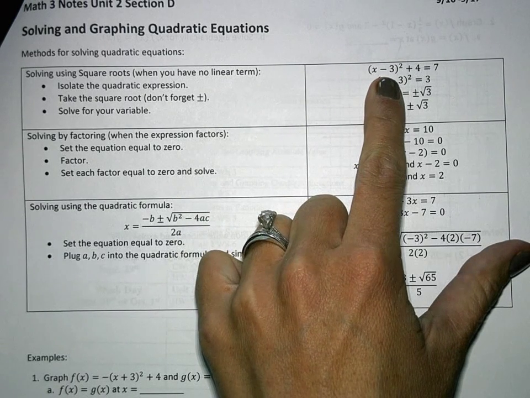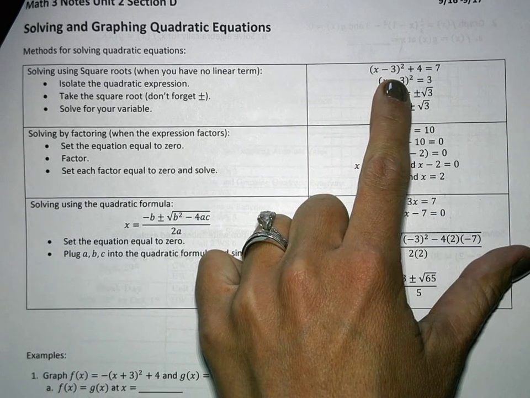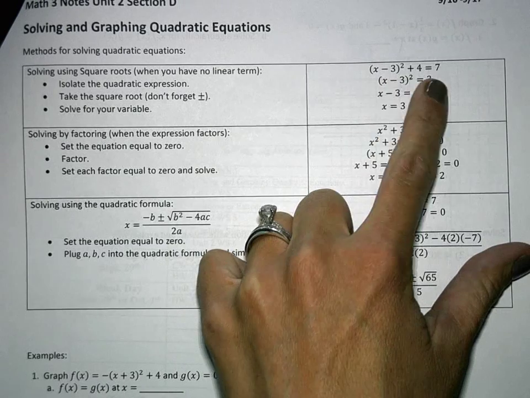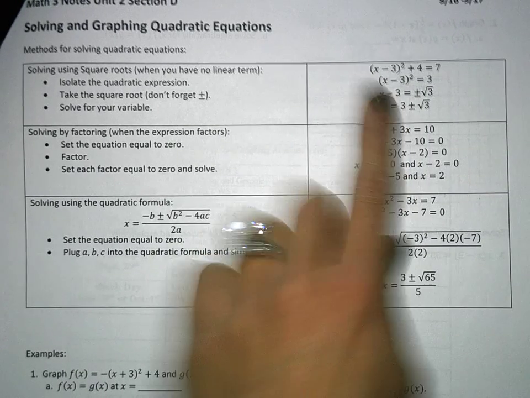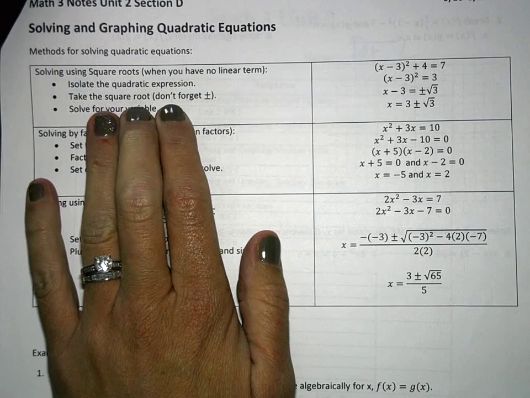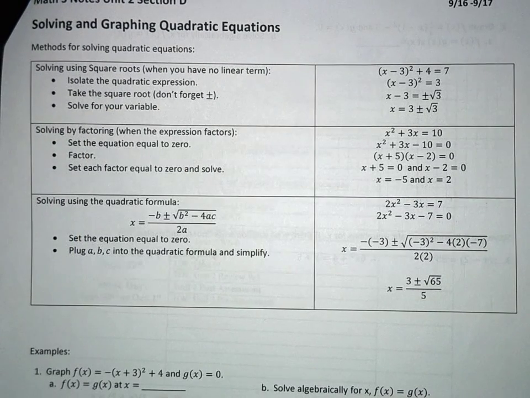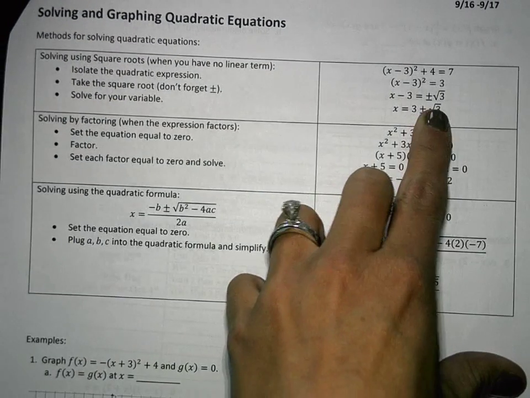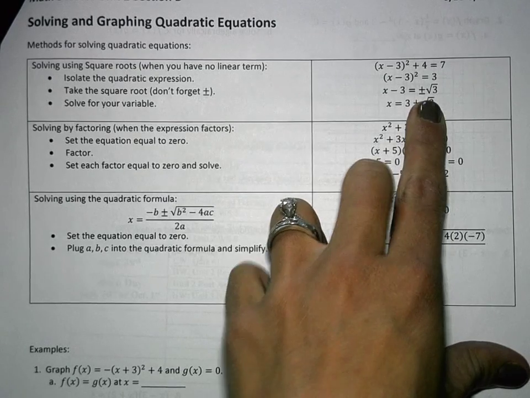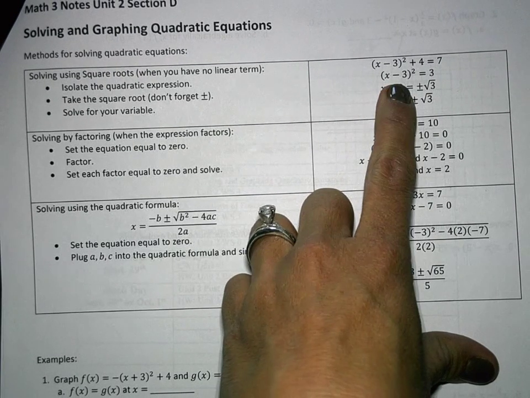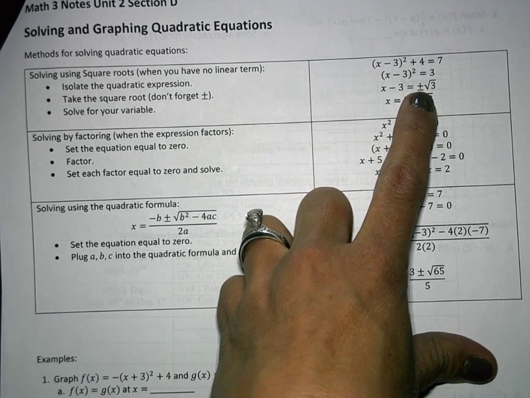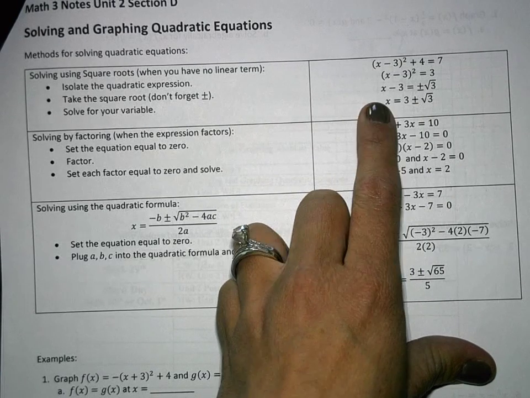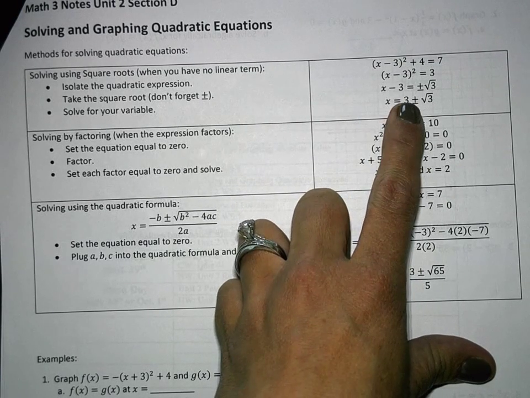Now, do you see here how it already has a factored portion? You have a square. So one way is if you have a square like this, you can move things around and end up taking the square root of both sides. Anytime you take a square root, your answer becomes plus or minus. So in this case, when you took the square root of x minus 3 squared, you get plus or minus root 3. And then to get x by itself, you add 3 to both sides.